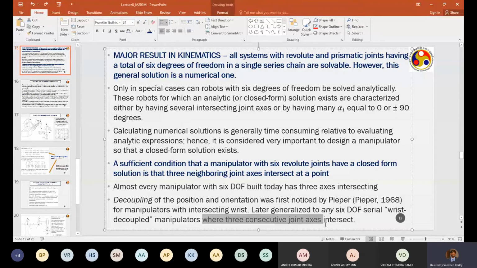because this particular concept of three intersecting joint axes is quite a tricky one. It has an advantage, as I mentioned, that you can get closed form solutions, but the disadvantage is that it is a bit difficult to manufacture. So the proper analysis of this is done by the method which is given by Piper. Please read it. It is in the book by Craig, in the chapter on inverse kinematics.